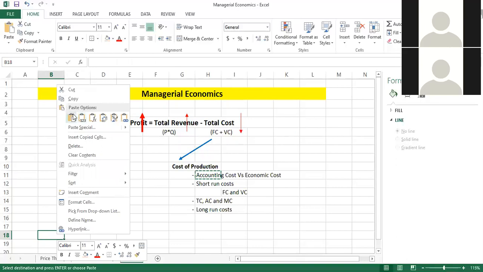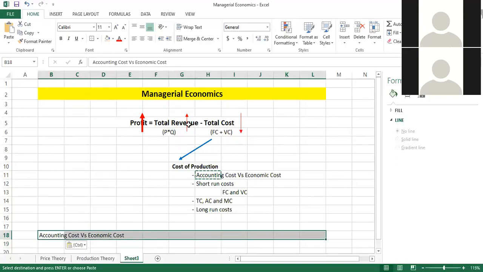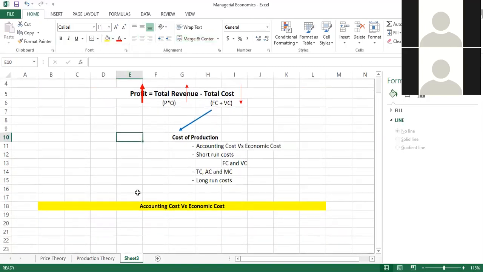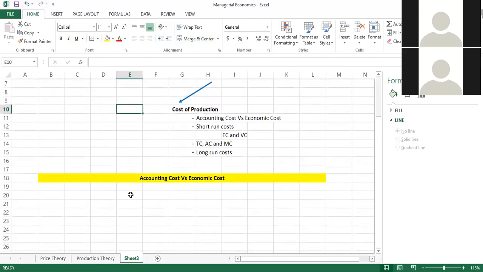What is the main difference between economic cost and accounting cost? Accounting cost has actual costs. Economic cost has actual cost plus the opportunity cost. Exactly. So that is the main difference. In accounts, we talk about only the actual cost, in other words, we call it explicit cost. So accounting cost includes only explicit cost.